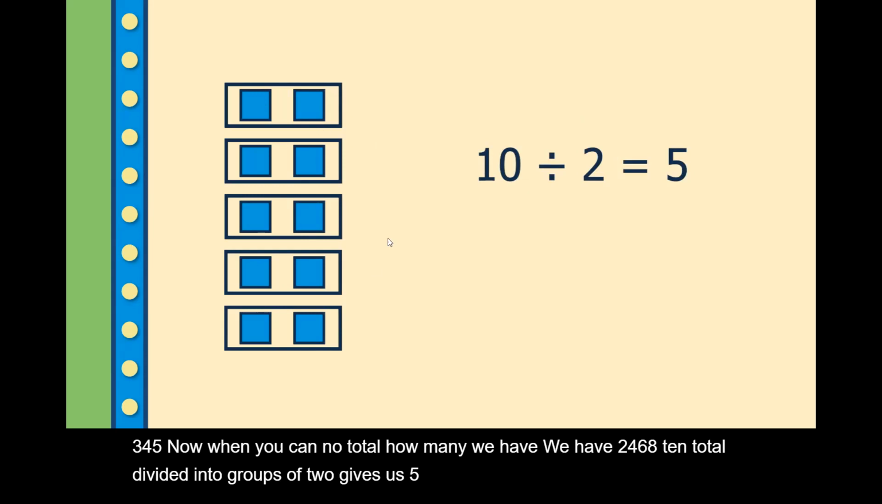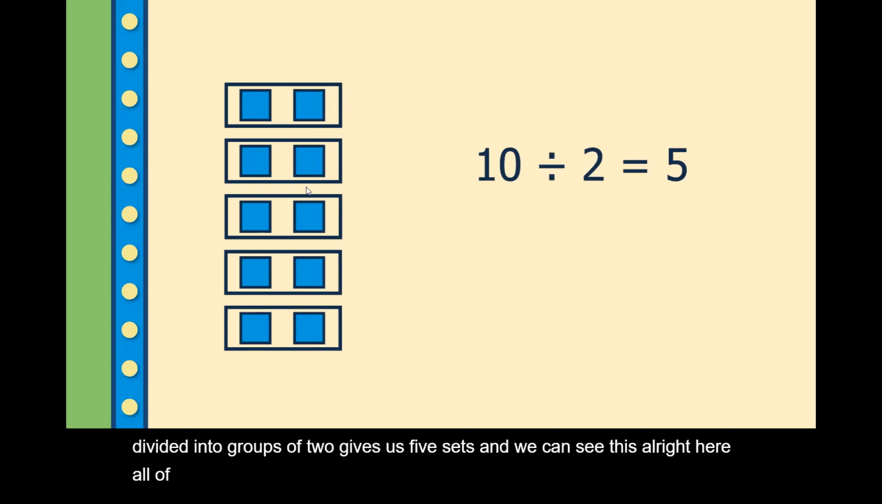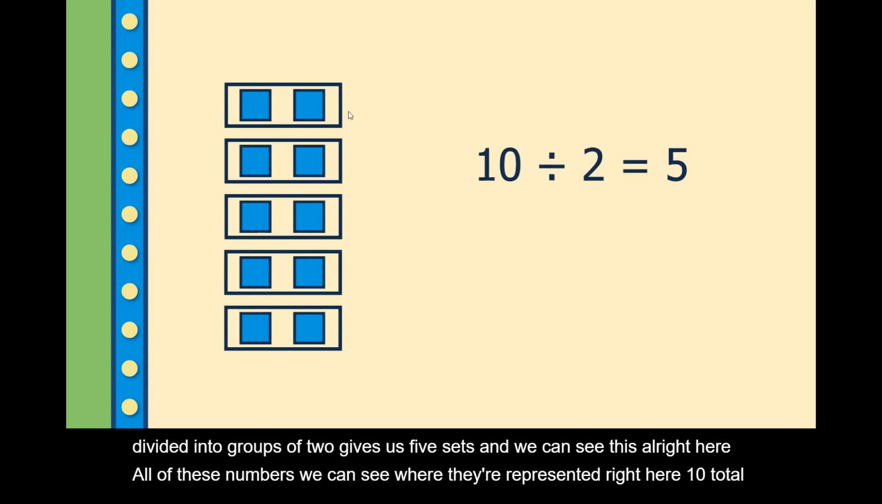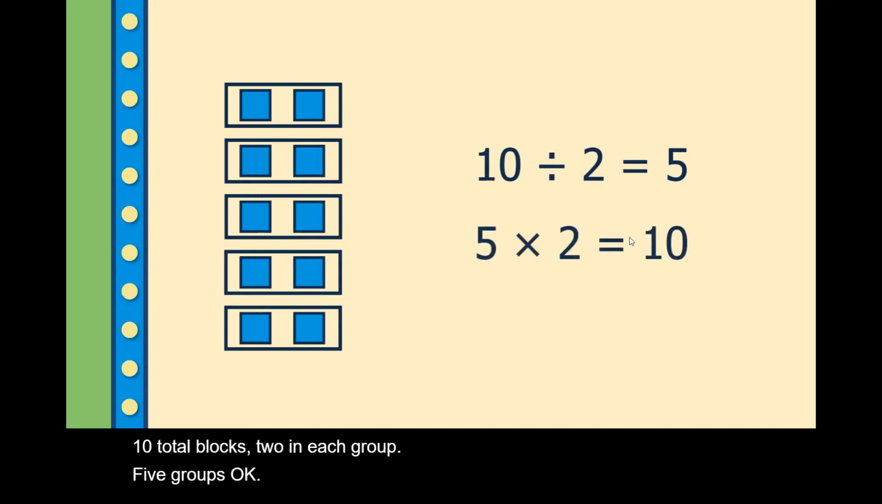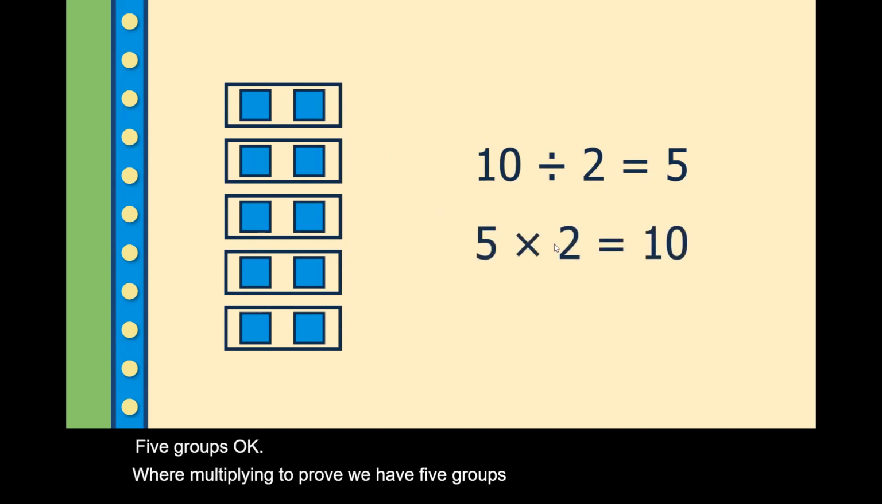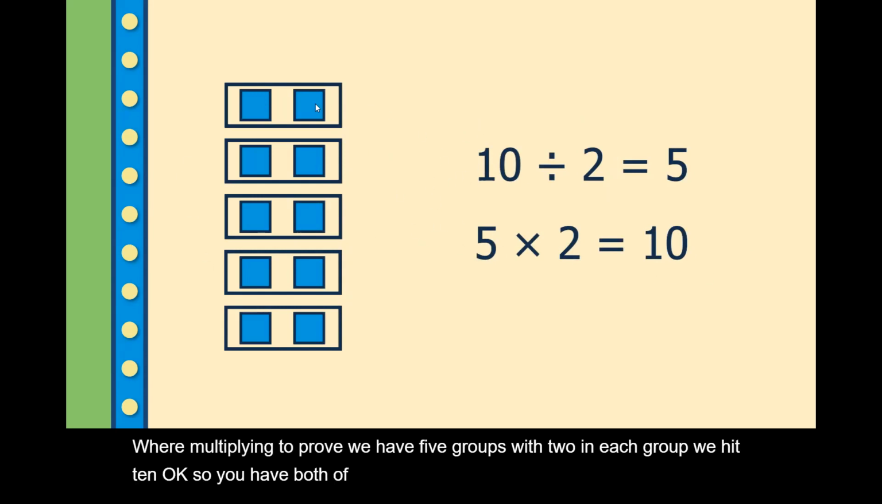We can see this all right here. All of these numbers, we can see where they're represented right here. 10 total blocks, 2 in each group, 5 groups, okay? We're multiplying to prove it. We have 5 groups with 2 in each group. We get 10, okay? See how both of these represent this picture.